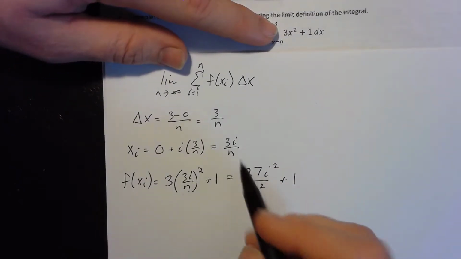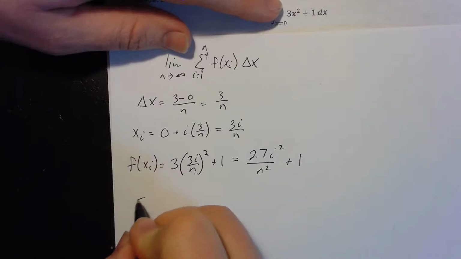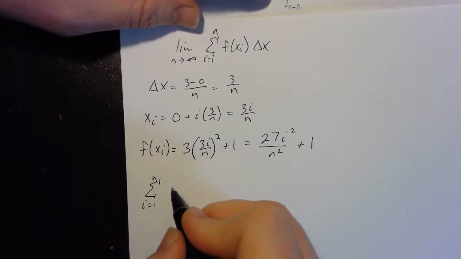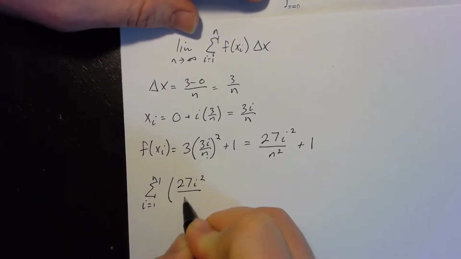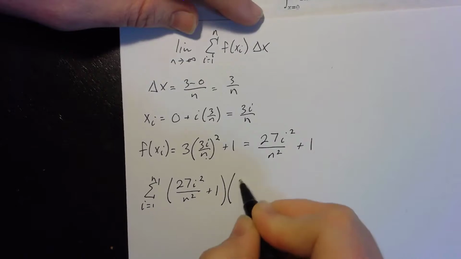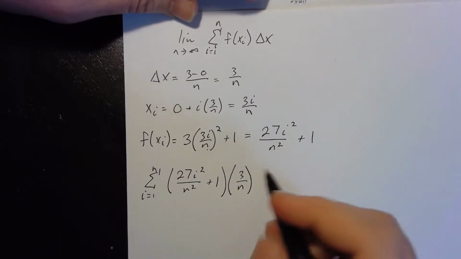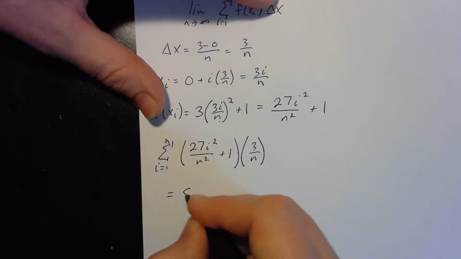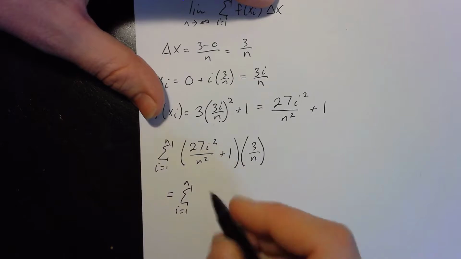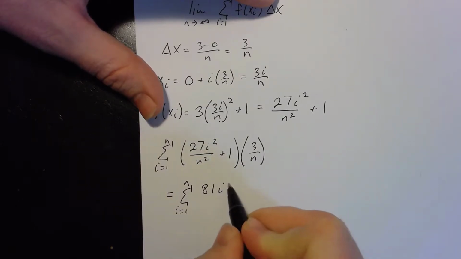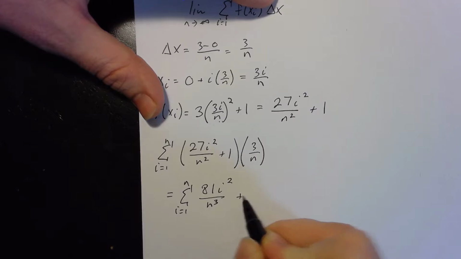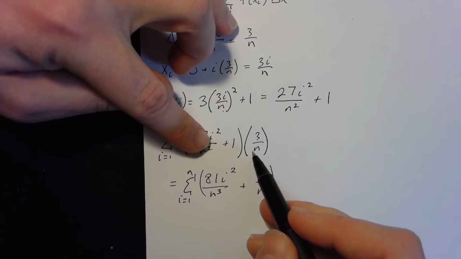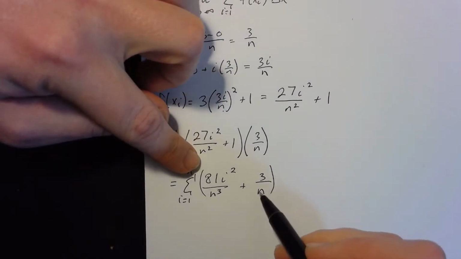So now I have delta x, and I have f of xi. So I'm going to evaluate the summation as i equals 1 to n of f of xi times delta x, which is 27i squared divided by n squared plus 1 times 3 over n. Remember again that we can distribute this piece in and simplify as much as possible, and then tear apart these summations. One more time, expectation-wise, I do not need to see all of these simplifications and tear-aparts occur. What needs to happen is it needs to be very clear that you understand what's going to happen as we go from here to here and how these things break down and simplify.